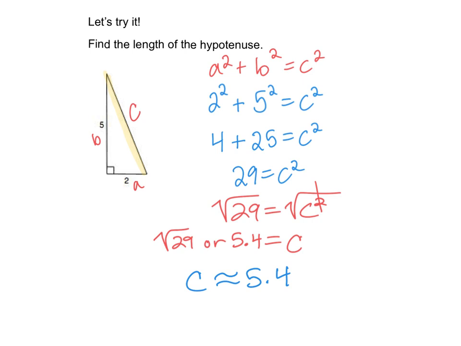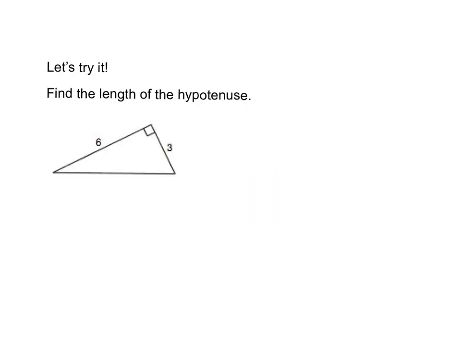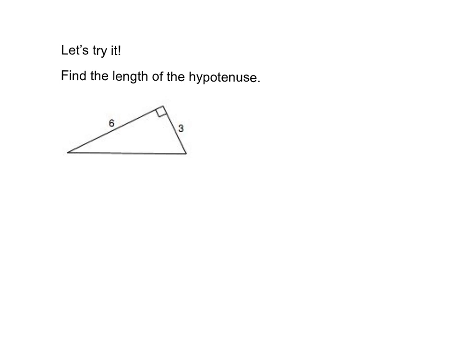So we're going to go ahead and do another one. If you're like, whoa, I don't understand, it's okay. We're going to do another one. Here we go. So it says, let's try it. Find the length of the hypotenuse. Now you'll notice this triangle is turned on its side, but the side that's opposite of the right angle is always the hypotenuse. So here's my right angle. I circle it in a red highlighter.